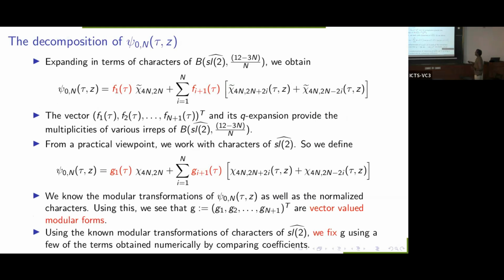So you can expand it like this, and for each of these you get an n plus 1 dimensional vector. The q-expansions you can work out; on a computer it's very easy to do. But since we know a lot more about characters of SL2 hats, we prefer to do this. So instead of the Fs, we work with these Gs, and you get vector valued modular forms of the full group. We can work out what the modular transformations of these are.